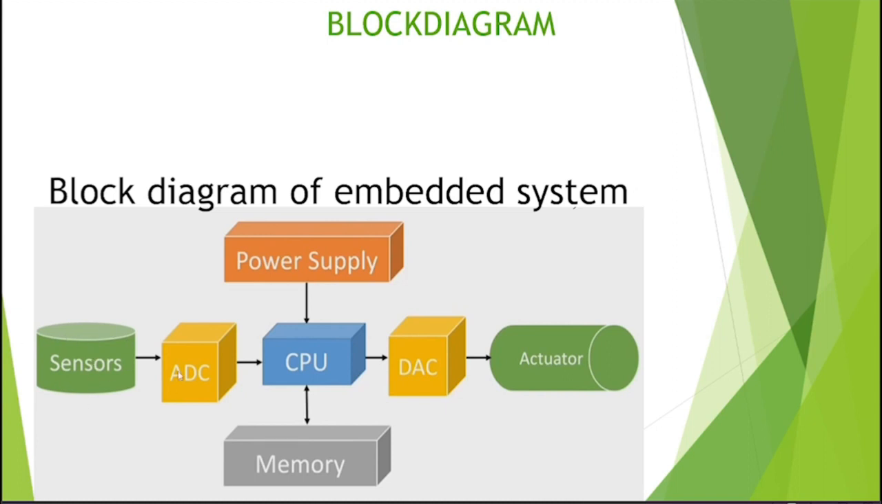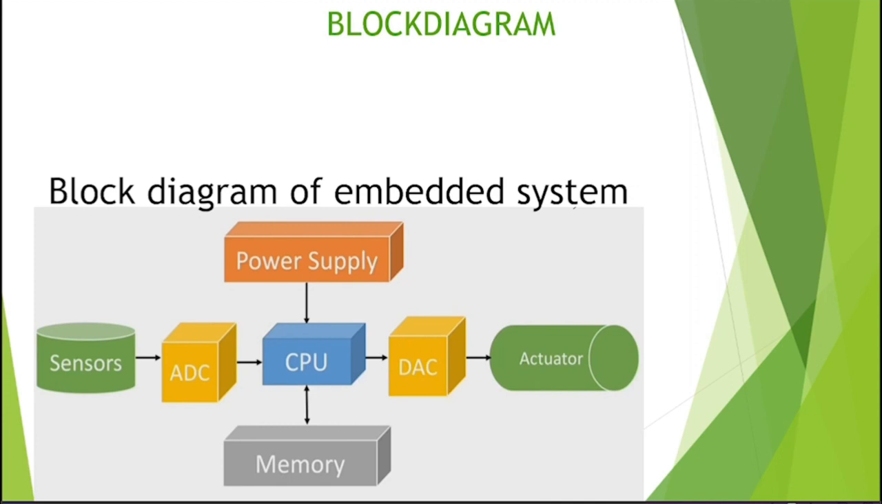Sensors are the input devices. There is an ADC which can convert analog to digital signal and pass it to the controller. After that there is a memory location where all instructions are stored. And again, an actuator only understands analog signals. For that we use another converter, a digital to analog converter.